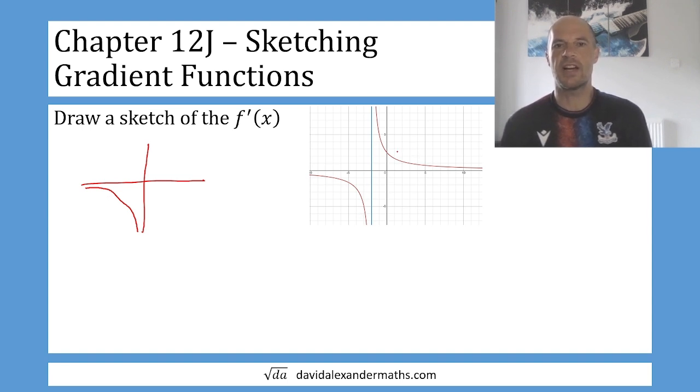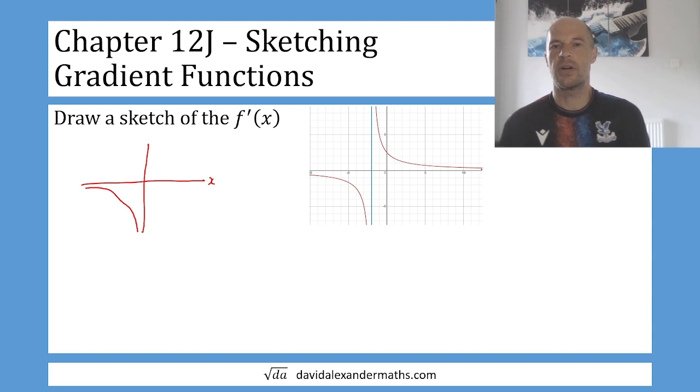Now let's consider the right-hand side. Again, it's going down constantly, so it's always negative. Therefore, we are going to have to plot our gradient function beneath the x-axis. It starts off really, really negative. It's getting less negative, less negative, and hardly negative at all here as it's approaching the asymptote.